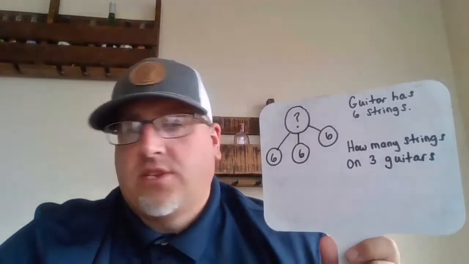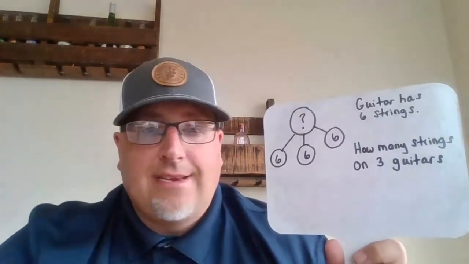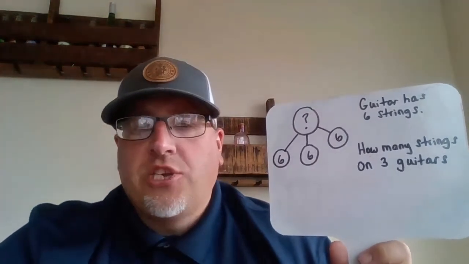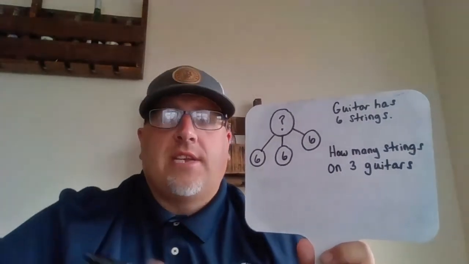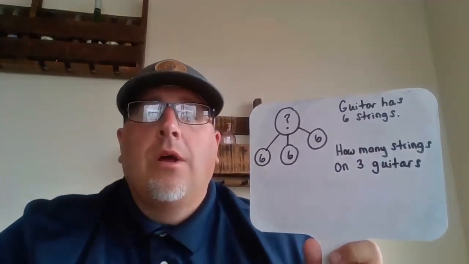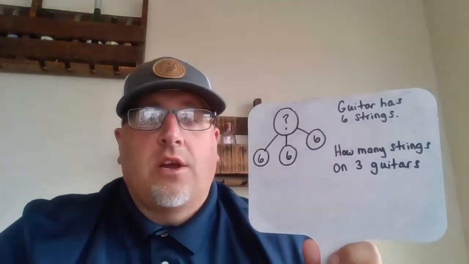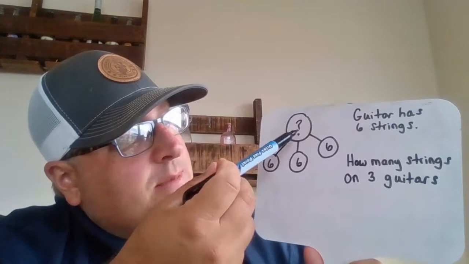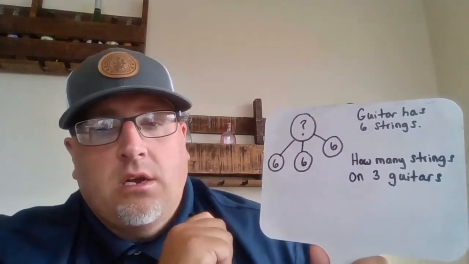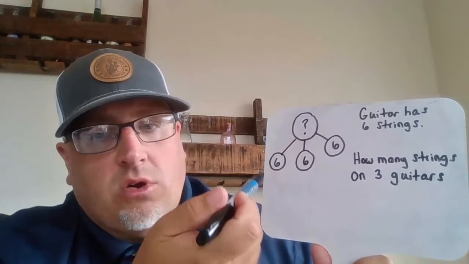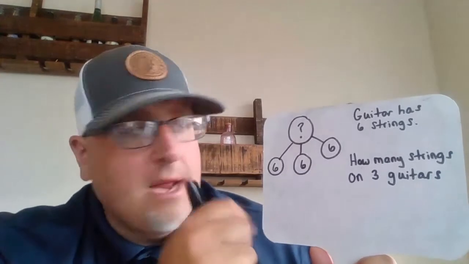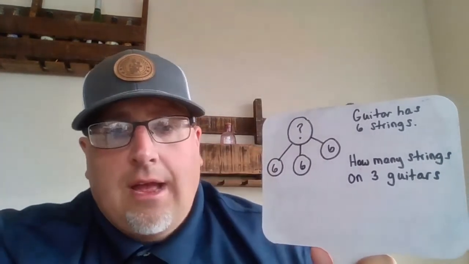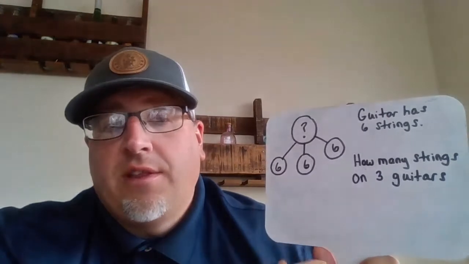Some of you might already have this answer in your head and say, yeah, I know what that is. But let's walk it through and look at how we can check the answer, and see how much information we can get from it. So we know a guitar has 6 strings, but they want to know how many strings on 3 guitars. I drew this diagram here, a number bond. I have 1, 2, 3 circles, and inside I have 6 to represent the 6 strings. What we're looking for is how many strings are on 3 guitars.